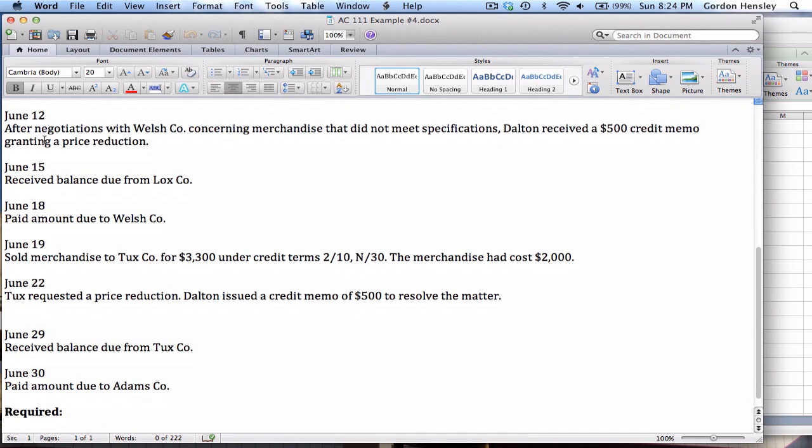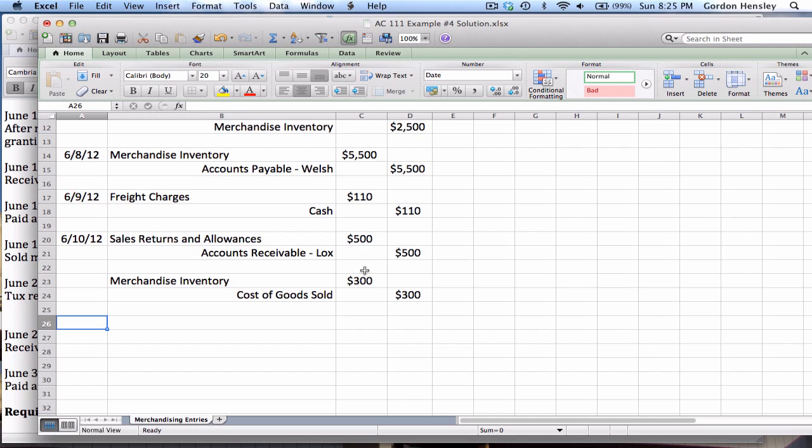The next transaction is on June the 12th. It says, after negotiations with Welsh Company concerning the merchandise that did not meet our specifications, we are going to receive a $500 credit memo granting a price reduction. Now remember, whenever people are not satisfied, sometimes there is a return, and then other times they just give you a reduction. Well, in this case, we're receiving a price reduction, so that's a little different. So this is occurring on the 12th, and it is a price reduction of $500, so it's a $500 entry.